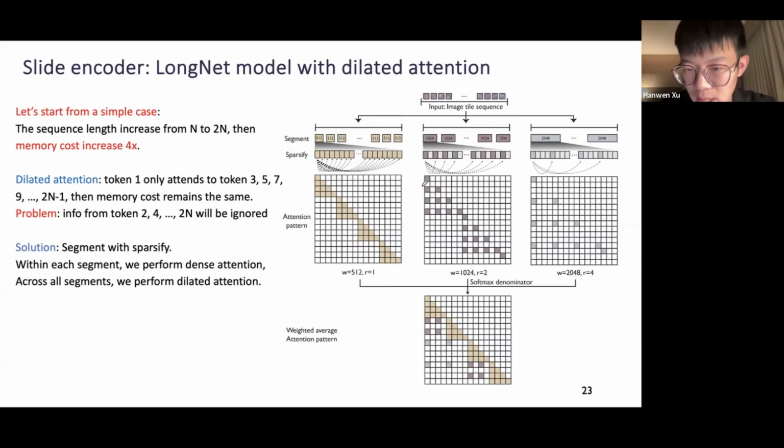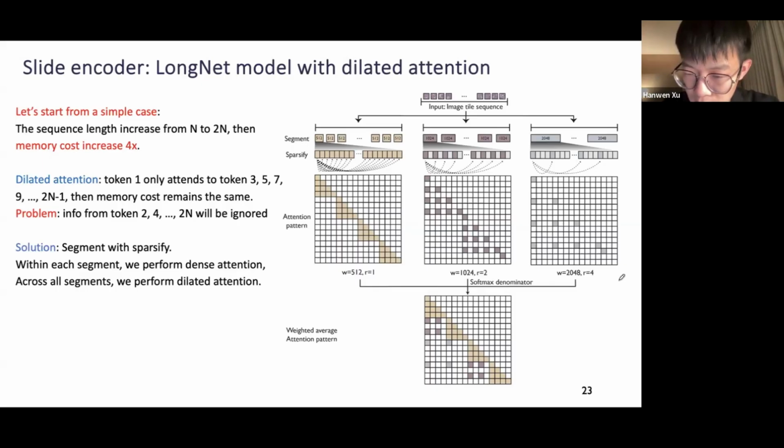And if we keep going, we can actually increase the segment to very long, until the length of the whole sequence. And then we still keep the growth speed of the dilated ratio. As you can see, from 1 to 2 to 4, or even to the n to 2. So after we do this, this LongNet model can capture features at different scales while canceling out the quadratic memory cost growth.